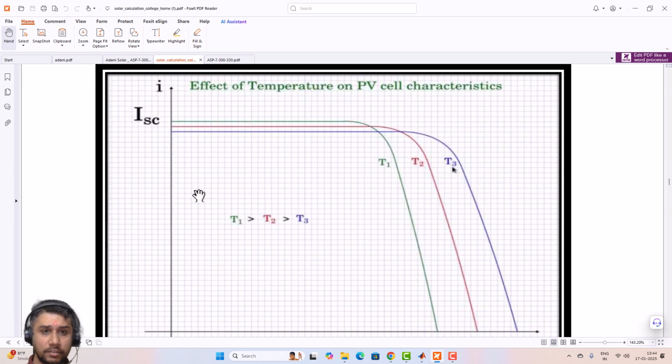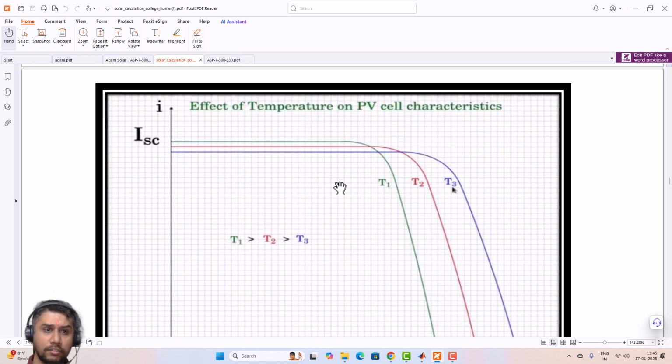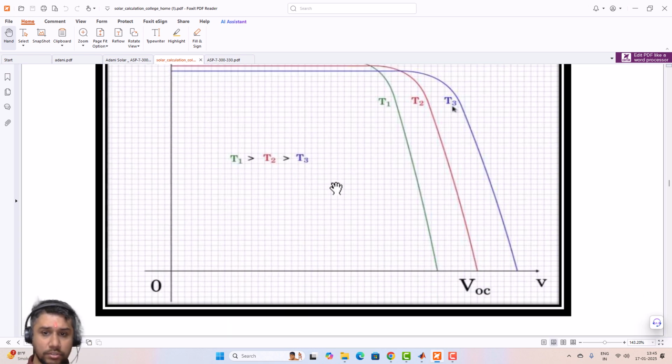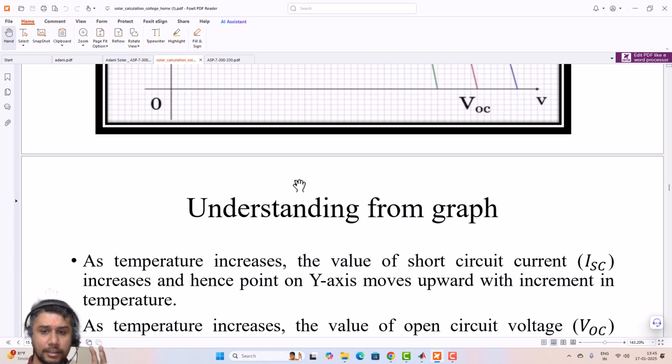These are some values of the effect of temperature on a PV cell. If temperature increases, current increases but voltage decreases. Again, if temperature reduces, current reduces but voltage increases. So on the x-axis voltage increases with decrease in temperature, and on the y-axis current increases with increase in temperature. So this is a typical VI curve for a solar cell.